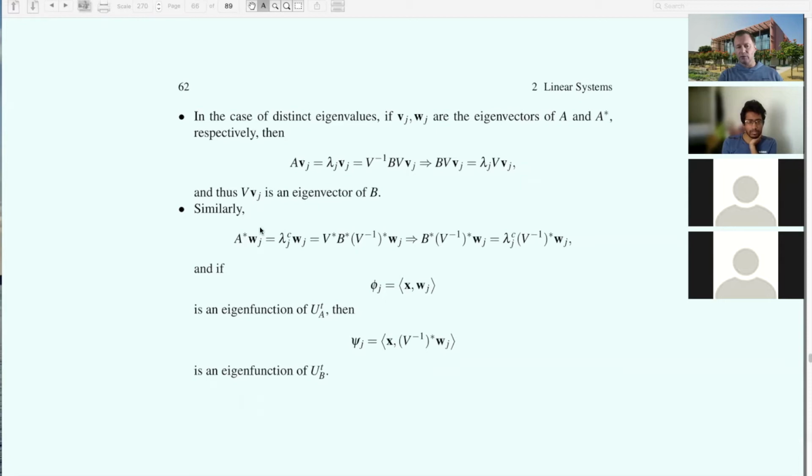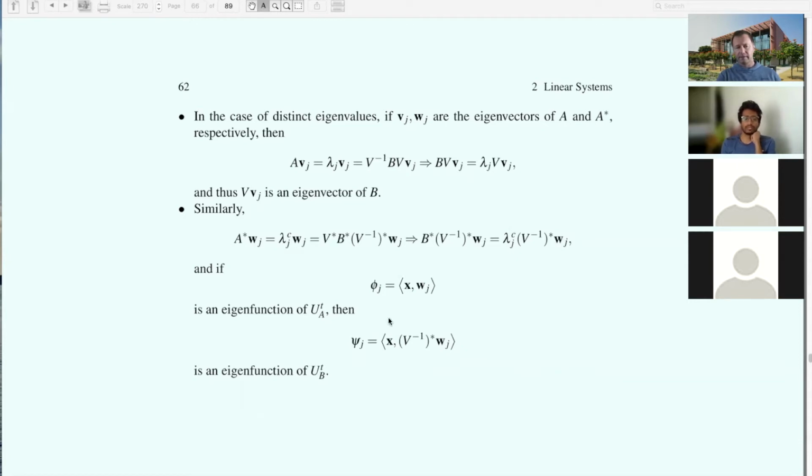And then the dual eigenvectors change as follows. Let's take the adjoint operation on V inverse B V. We obtain V star, B star, V inverse star, W_j. So we know that A star W_j is lambda_j conjugate W_j, that's by definition. And then, by multiplying from the left by V inverse star, we obtain that B star V inverse star W_j is lambda_j conjugate V inverse star W_j.